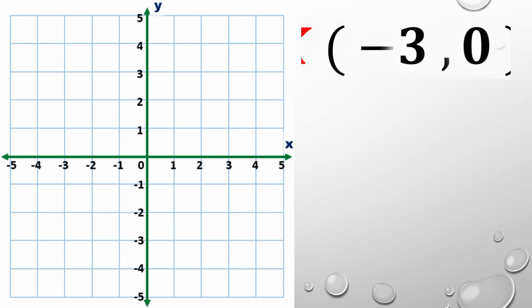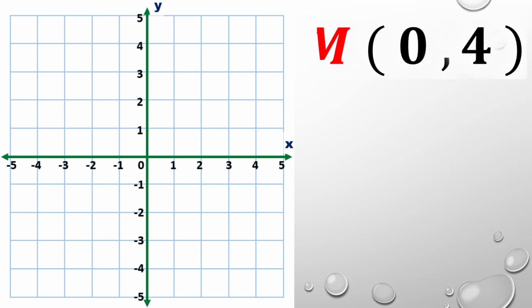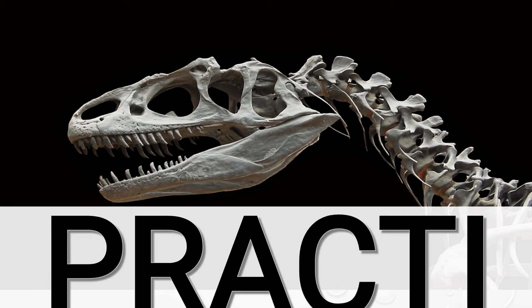-3, 0. Where is -3, 0? It is located along the x-axis, negative x-axis. -3, -1. It is located on the third quadrant. 0, 4 or point M. It is located along the positive y-axis. Now let's do another practice.